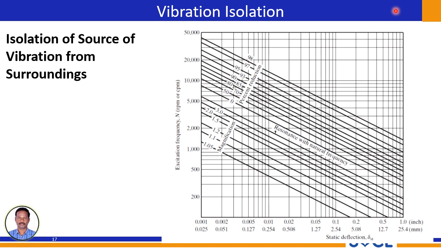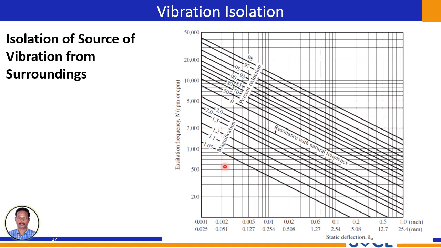The diagonal lines represent the lines of constant performance. The lines labeled with percentages 98, 97, 95, etc. indicate percentage reduction in vibration. The lines labeled with the numbers 2, 3, 1.5, etc. indicate magnification of the vibration.